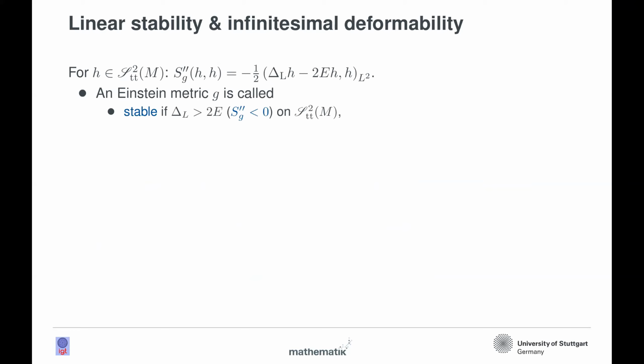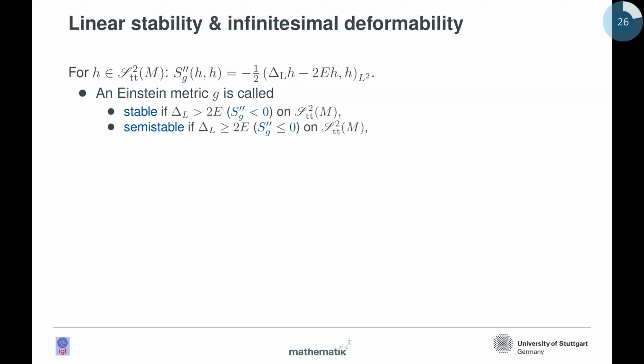So this implies that the metric is a local maximum of the Einstein-Hilbert action if we restrict it to the class of metrics with unit volume and constant scalar curvature. Just as a fun side note. Okay, so this is stability.